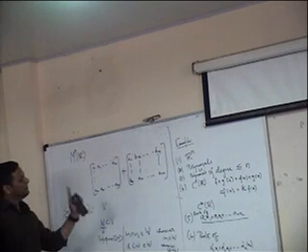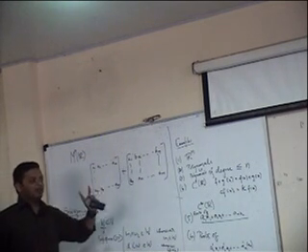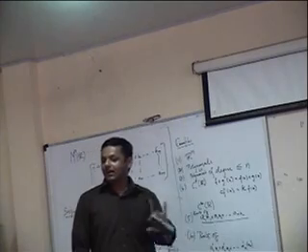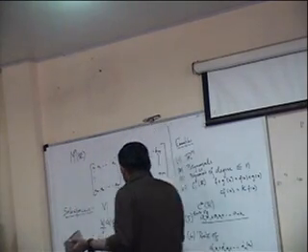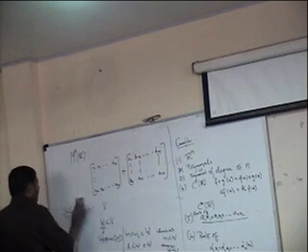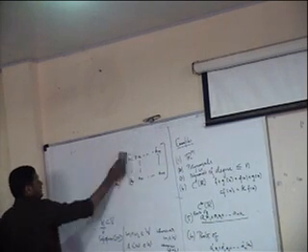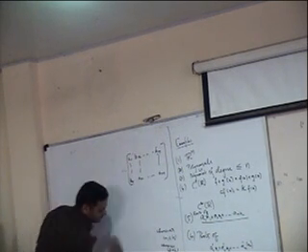So these are what are called subspaces of a vector space. I hope till now everything is clear. So now I will rub these.